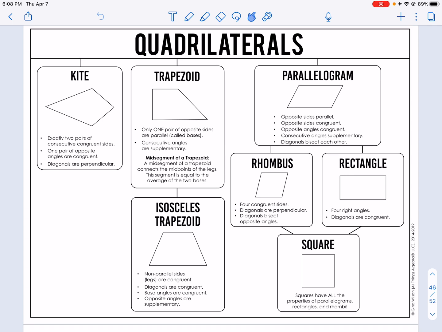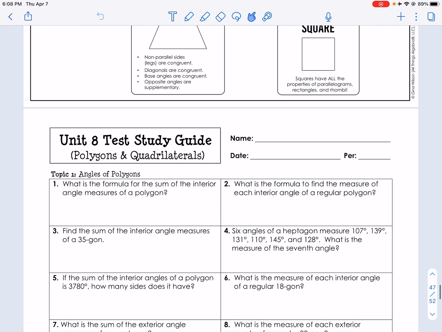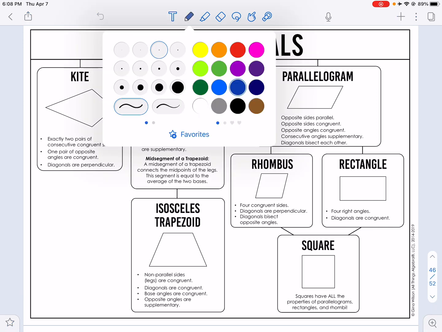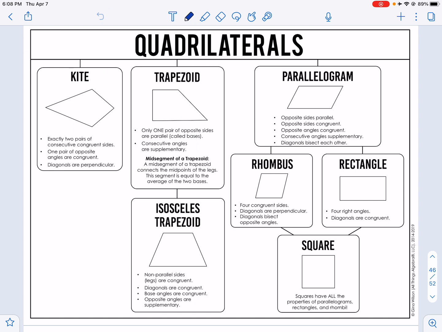Scroll all the way down. It's like one of the last pages before your Unit 8 test study guide. We have not talked about kites, trapezoids, and isosceles trapezoids, but we will right before break, starting next week. But for now, we're going to focus on all of these quadrilaterals on the right.